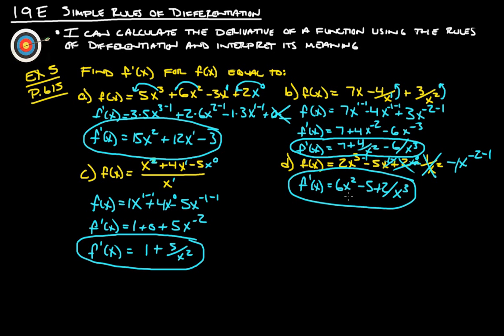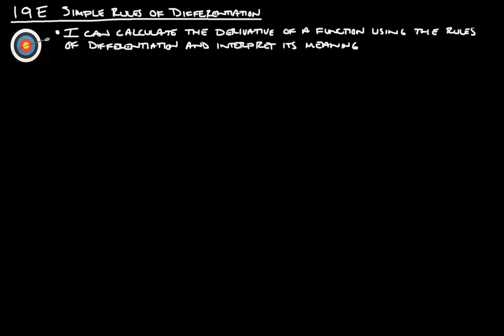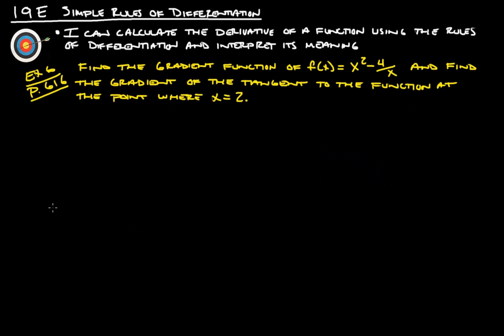Okay? A couple other examples to look at, and we are done. Example 6, page 616. Find the gradient function. Remember, gradient is slope. f of x equals x squared minus 4 over x, and find the gradient of the tangent to the function at the point where x equals 2. So first, let's take the derivative of our function.